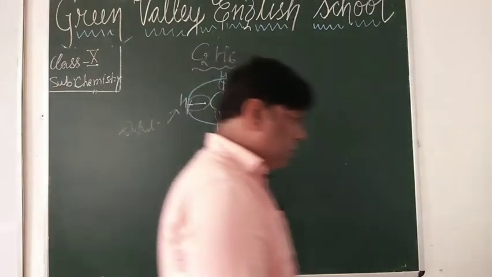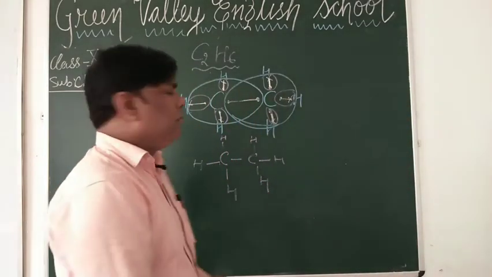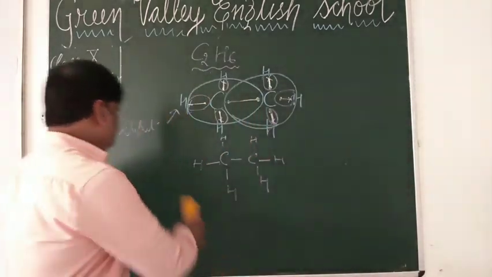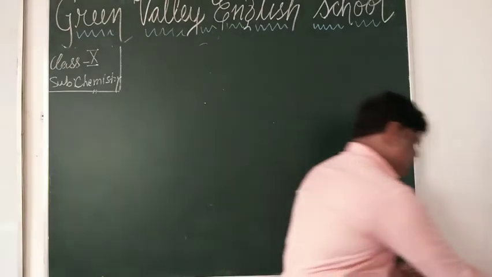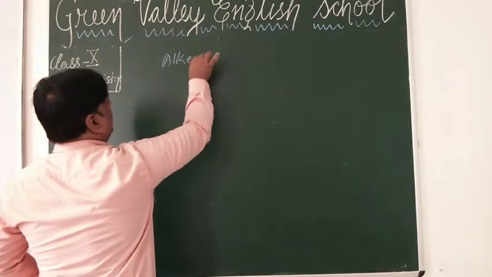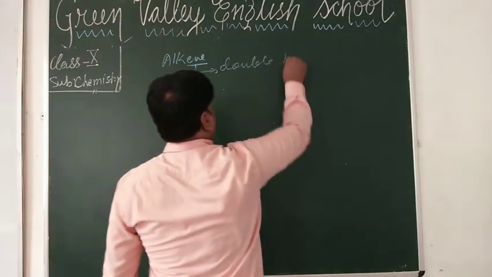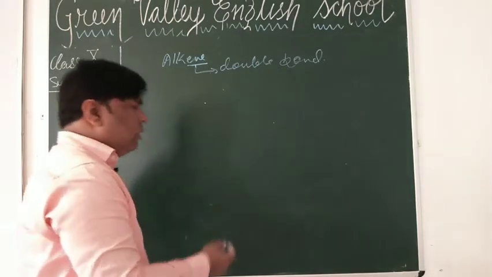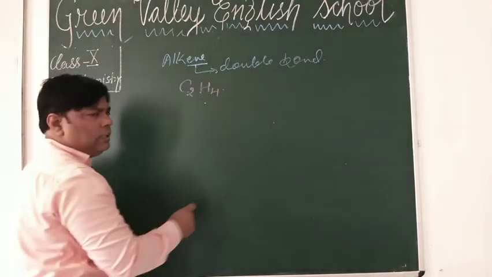Now our next topic is double bond, right? How hydrocarbons make double bond or double bonded hydrocarbons. Alkene, E means double bond. Double bond between two carbon. Okay. C2H4, that is ethene.